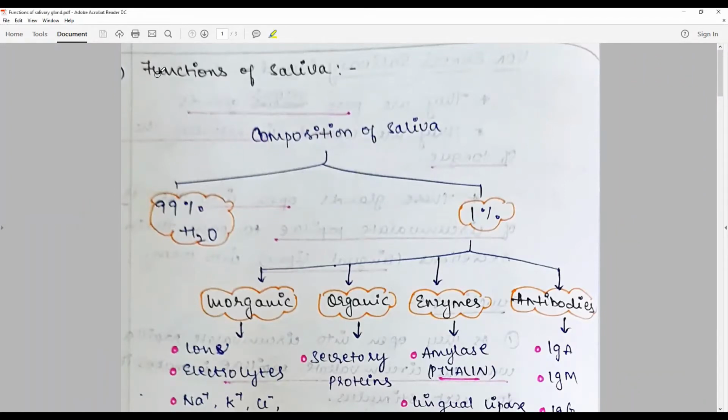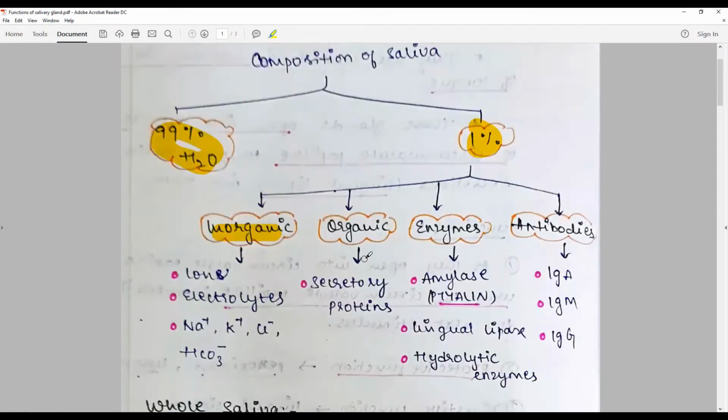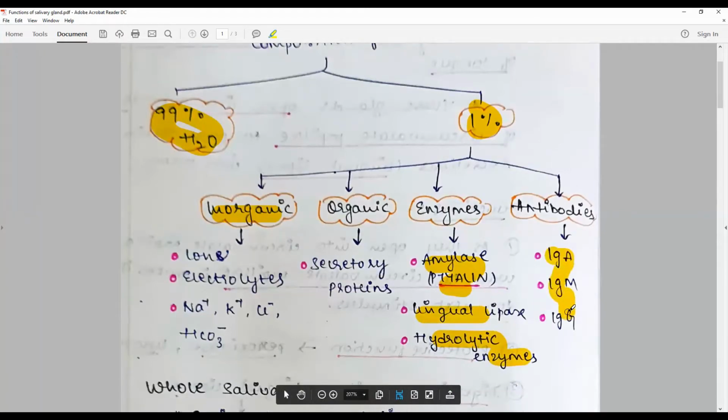The question that we are going to do today is the functions of saliva, a very much repeatedly asked question. The answer should go like this. For the function of saliva, the composition of saliva is predominantly water. 99% is water, 1% is the other constituent, which could be inorganic salts, ions, electrolytes, organic secretory proteins, enzymes like amylase, ptyalin, lingual lipase, hydrolytic enzymes, and antibodies such as IgA, IgM, IgG.